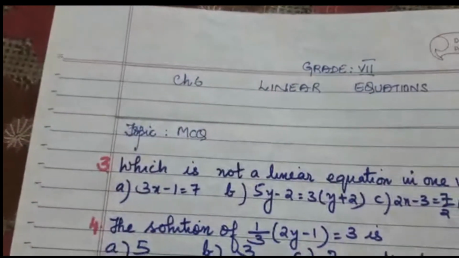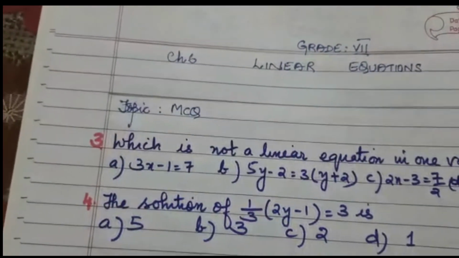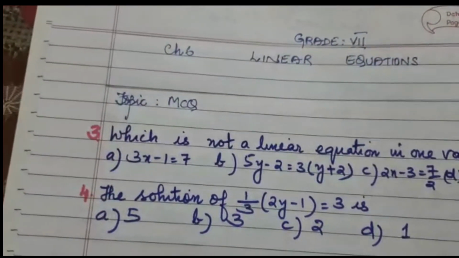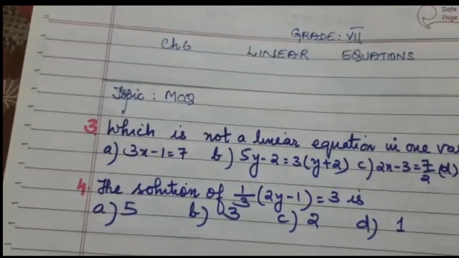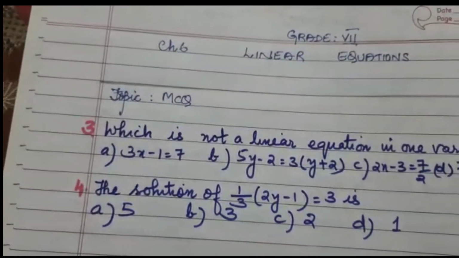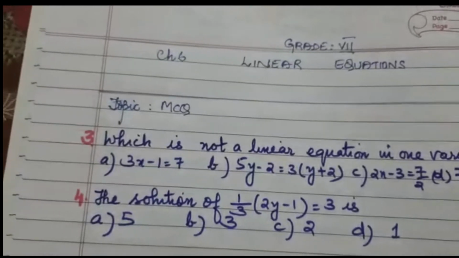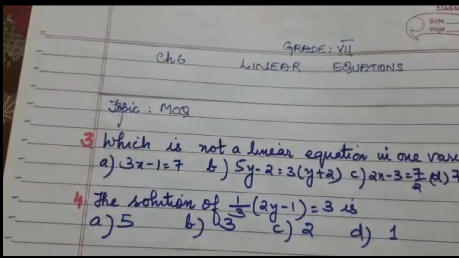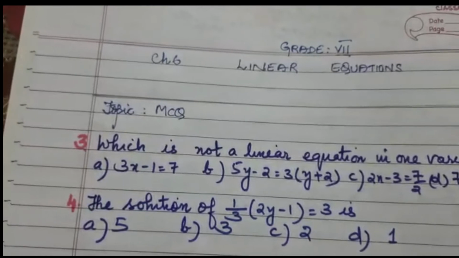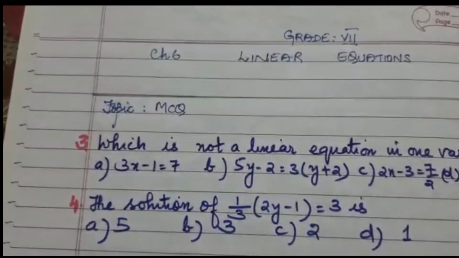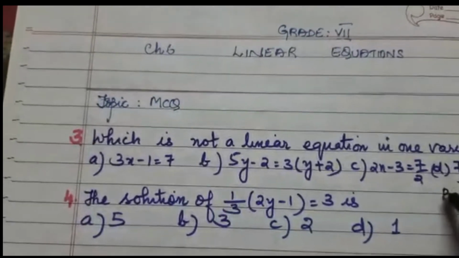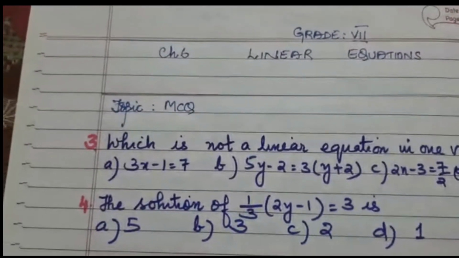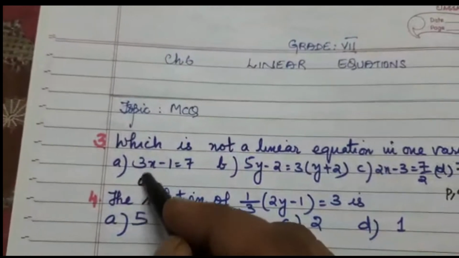See that: first is 3x minus 1 equal to 7, 5y minus 2 equal to 3 into y plus 2, 2x minus 3 equal to 7 by 2, and 7p plus q is equal to 3. Not in one variable. In all the other cases there is only one variable, and in option D you can see two variables P and Q. So the answer is D.